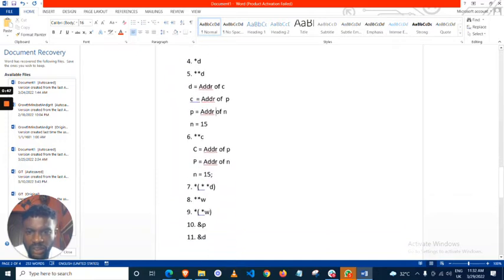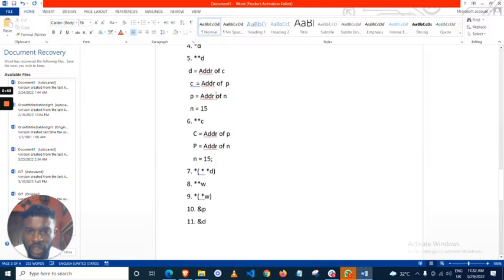Over to number 6. 2 asterisks before C. What is C? C is the address of P. What is P? P is the address of N. What is N? N is 15. Because you have 2 asterisks to these pointers, you're moving 2 steps downwards. So I go from C to P, 1, from P to N, 2. So double asterisk C is equal to 15.